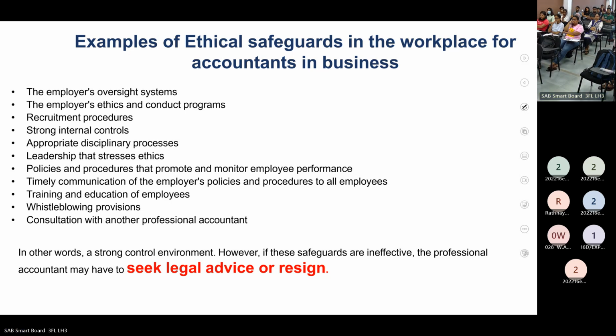That is the whistleblowing safeguard. Right? Consultation with another professional accountant. You can consult with another professional accountant.